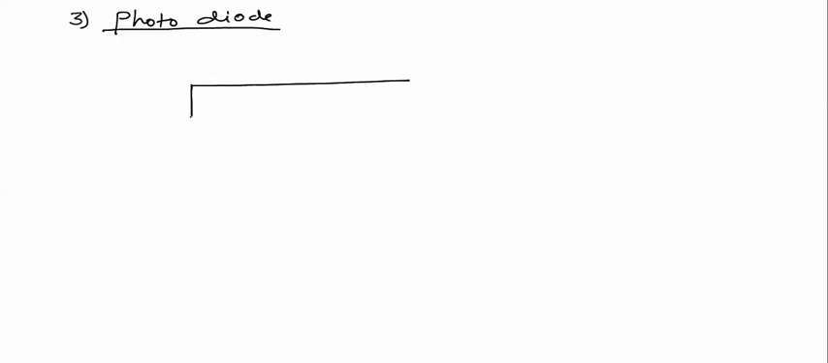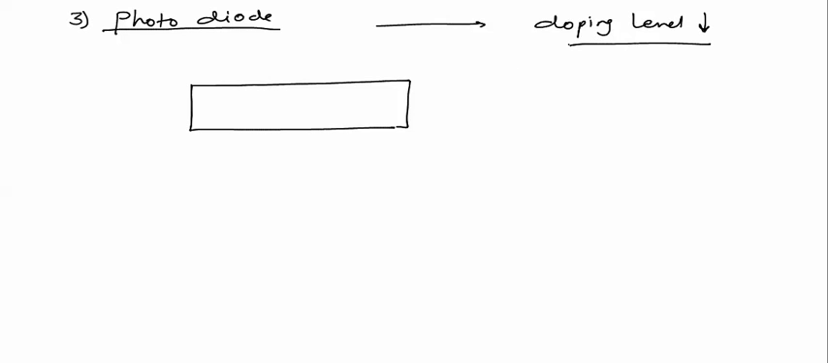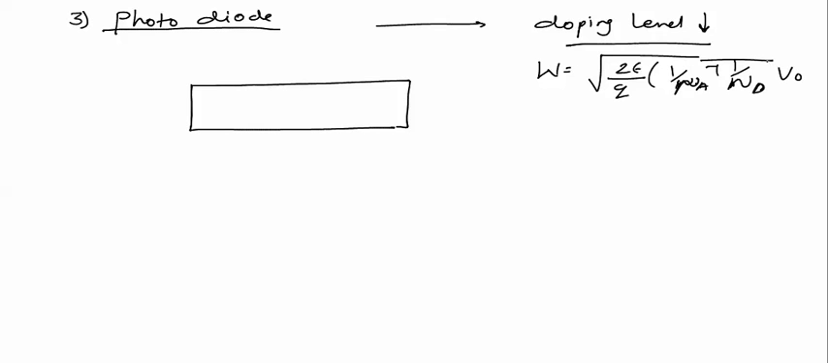Now, the third type of diode will be the photodiode. Photodiode is used to sense the light which is incident on it. This photodiode has one fabrication property, that its doping level on P and N sides is very low as compared to a normal PN junction. The depletion layer width W is given by the square root of twice epsilon upon Q into 1 upon Na plus 1 upon Nd, into V naught, the contact potential V naught.